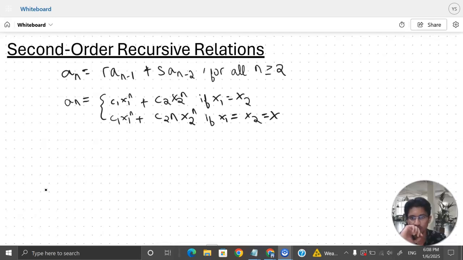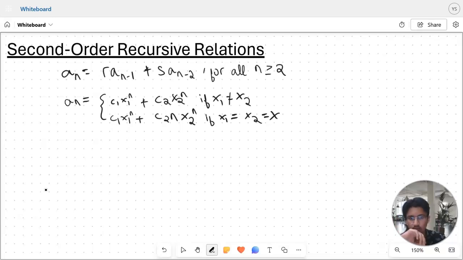Okay, and there's two cases. If x1 does not equal x2, we use this formula. If x1 equals x2, then we use this second formula. Okay, so let's have a look at an example to see how this actually works.